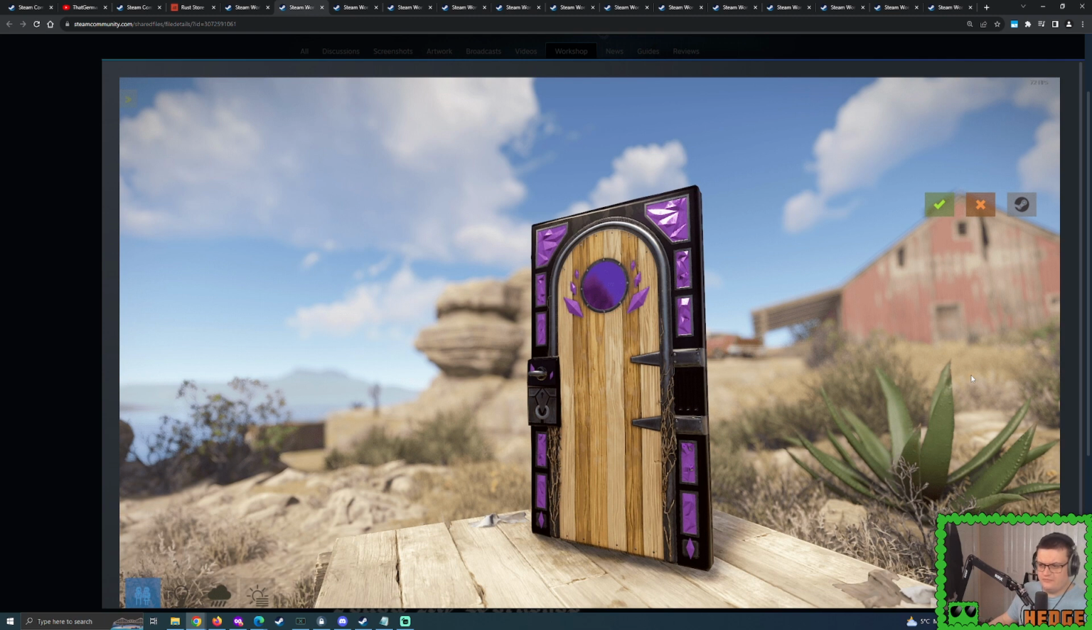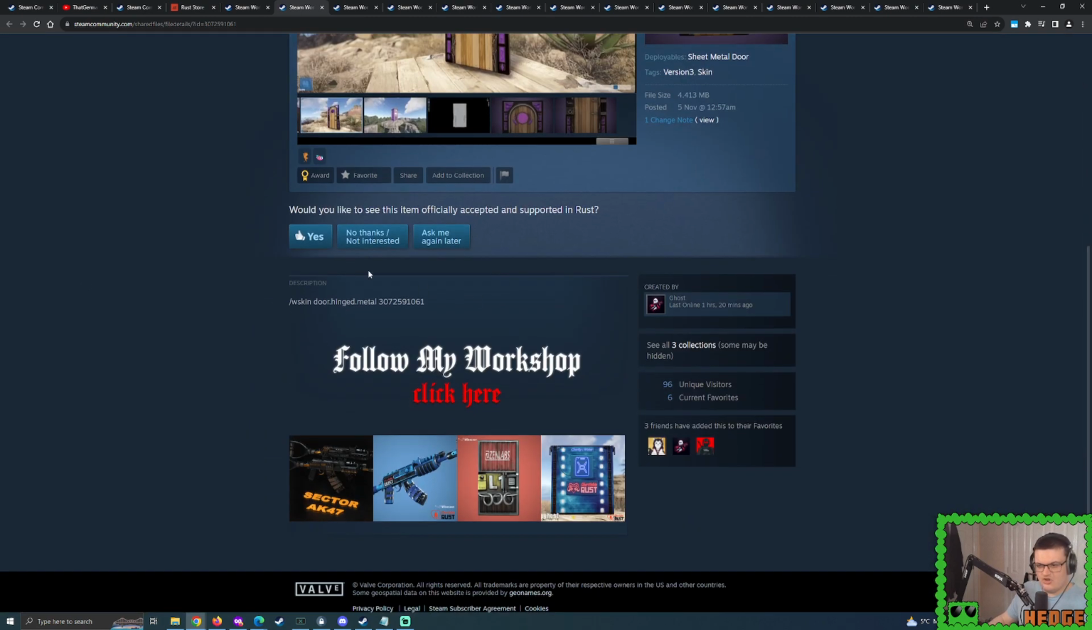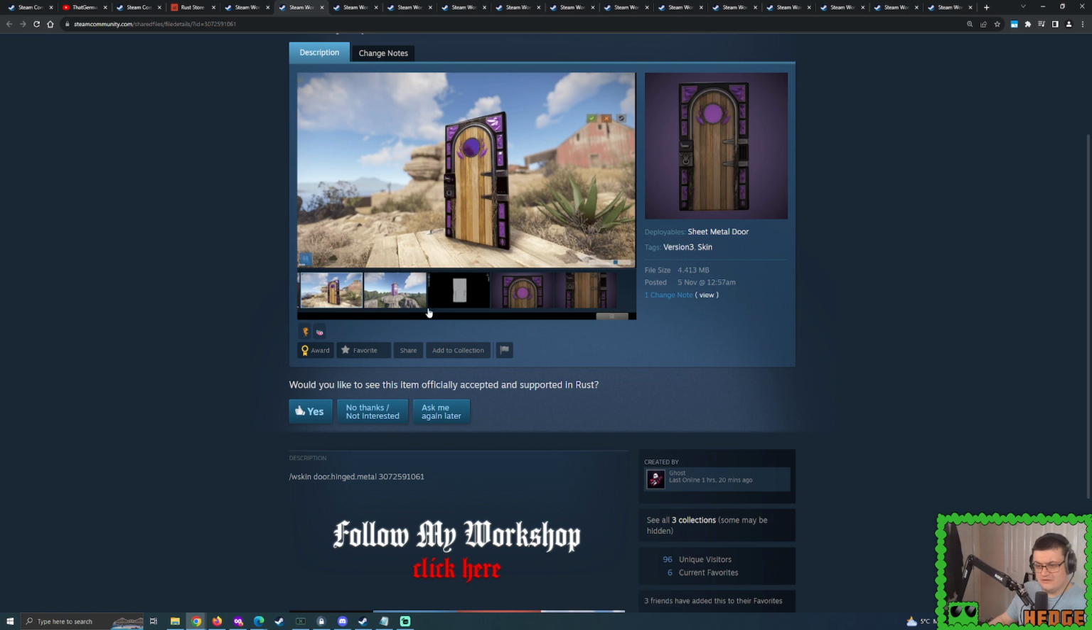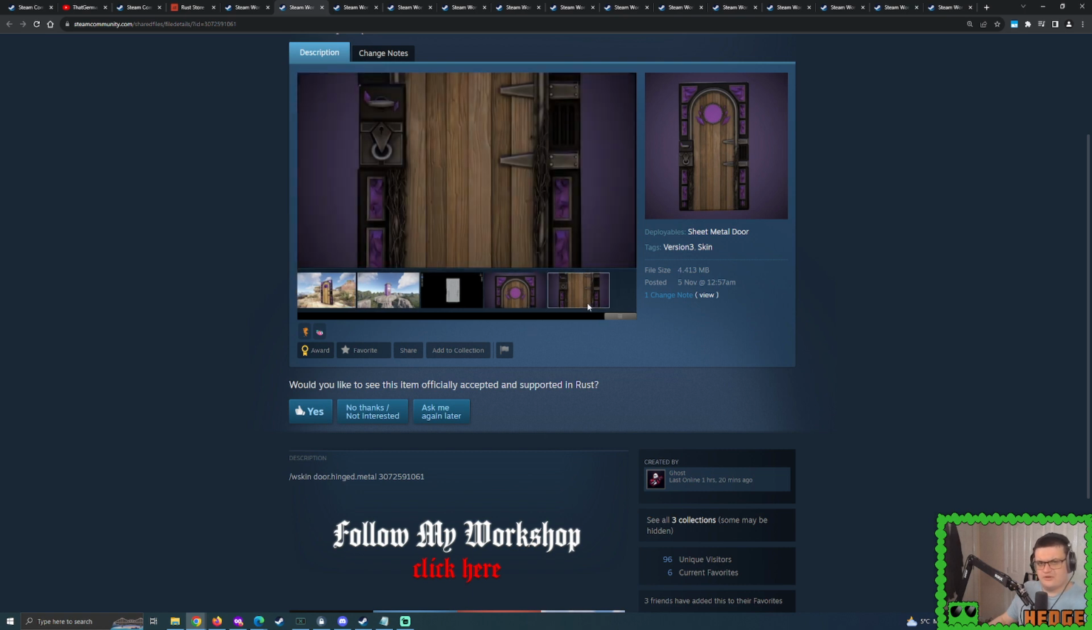I don't know. I was going to say medieval, but if anything, wouldn't it be like a fantasy? Fantasy probably would be the best way of explaining it. I mean, you could have written it down, say, this is a fantasy-themed door or something. You don't have to. This is just Hedge trying to unravel what he's seeing here.